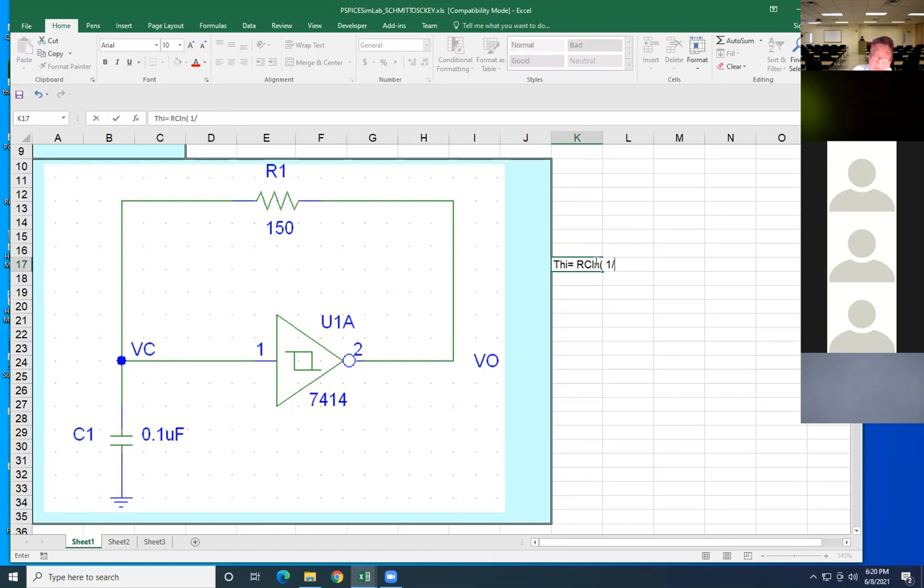Okay. But I thought we decided the formula is incorrect. It should not be 1 over, just 1 minus delta V over E.